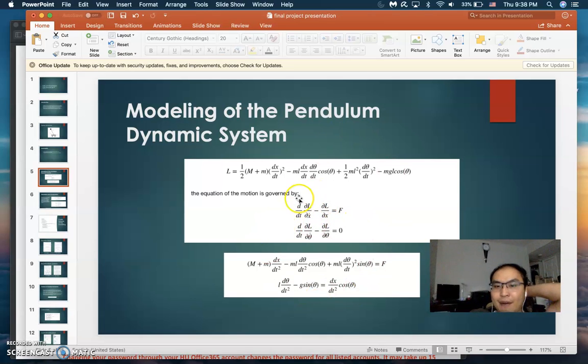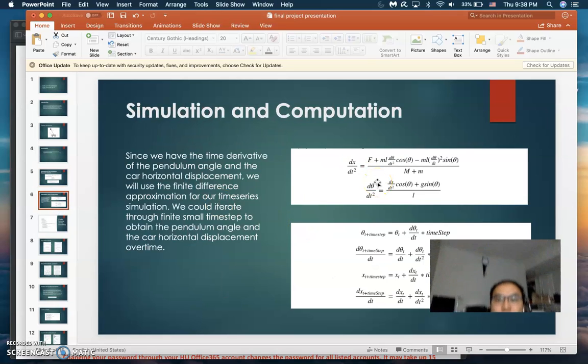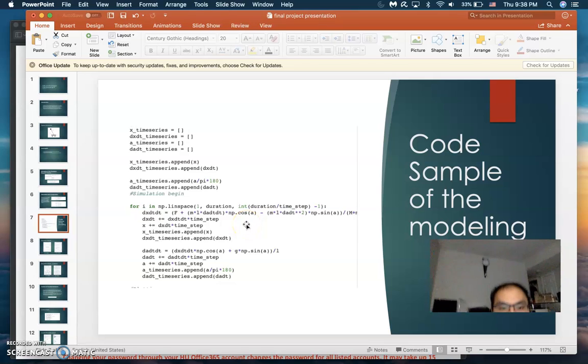The details of how I derived those equations can be found in my research paper. The simulation computation is based on difference equations, which we learned from a previous assignment. This is the difference equation set, and this is the second derivative of the car displacement and the angular displacement of the rod. Here's a snapshot of my sample code, showing how I implemented it in a Python Jupyter Notebook.